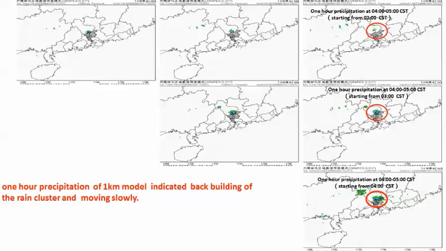There are 1-kilometer resolution model products in south China, starting from 2 o'clock to 4 o'clock CST. The first line of model products starts from 2 o'clock CST. The second line starts from 3 o'clock. The third line starts from 4 o'clock. The trend of the model forecasts at different starting times indicated backbuilding of the rain cluster moving slowly, which indicated a high possibility of rainfall in the red solid circle area.